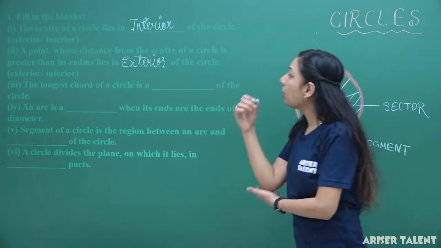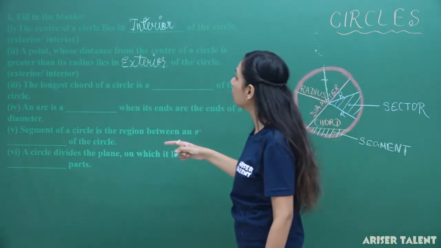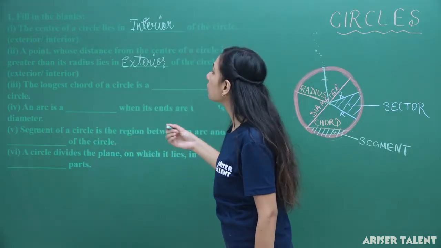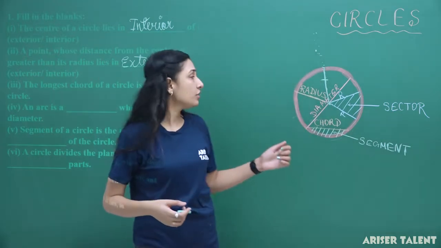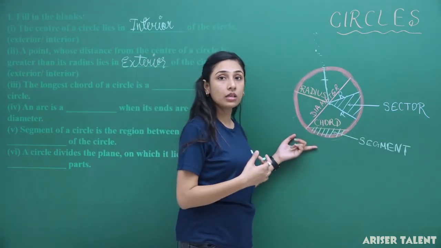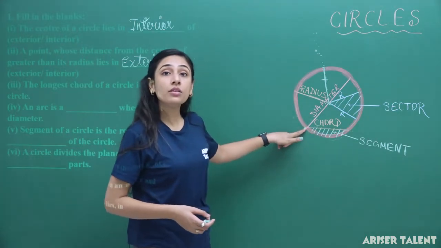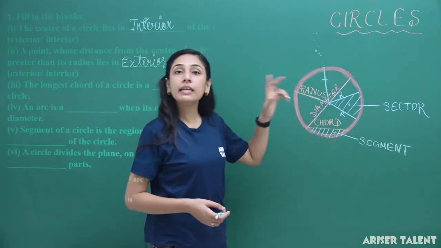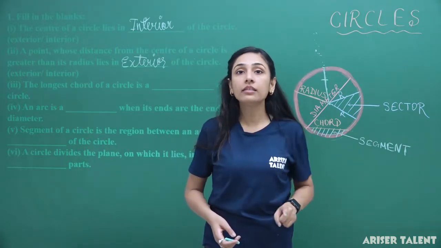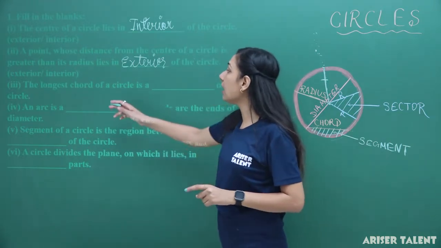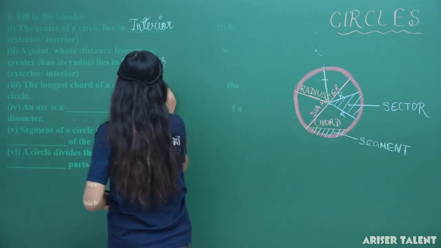The third one: the longest chord of a circle is dash of the circle. What is the longest chord of a circle? When I was telling you all the definitions about this circle, we have this chord, and when this chord passes through the center, it becomes the diameter of the circle, and the diameter is the largest chord of the circle. That means the longest chord of the circle is the diameter.